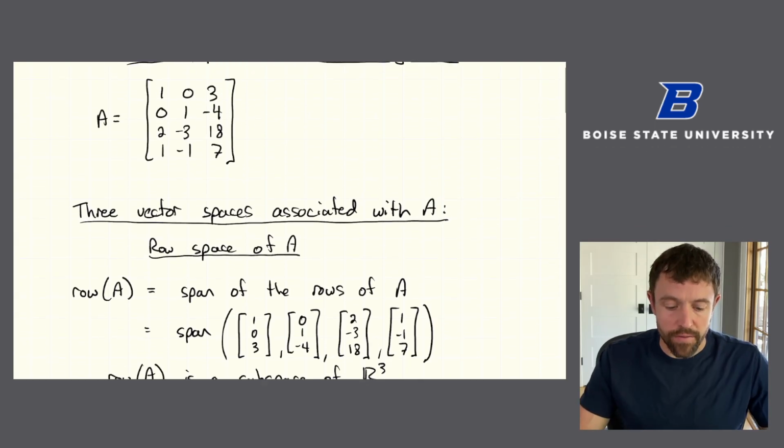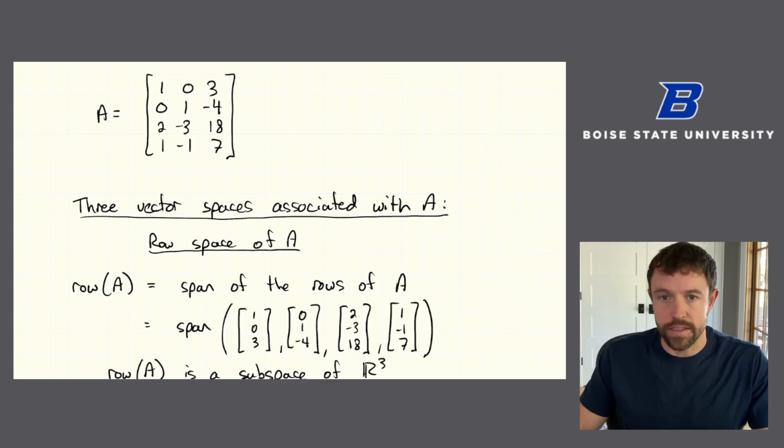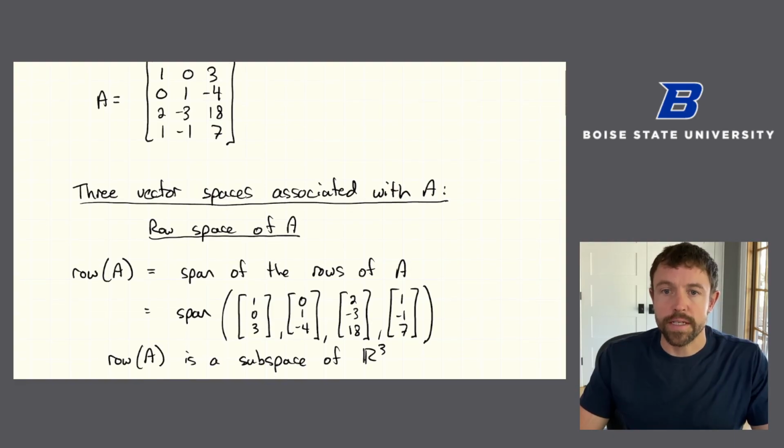But the rows of A, if you look back up here, we can see it all on the same screen. The rows of A are 1, 0, 3, which is our first vector in this list. 0, 1, -4, the second vector, and so forth. So the row space is the span of the rows. In this case, there's 4 of them. And because each row has 3 entries, the row space of A is a subspace of R3.